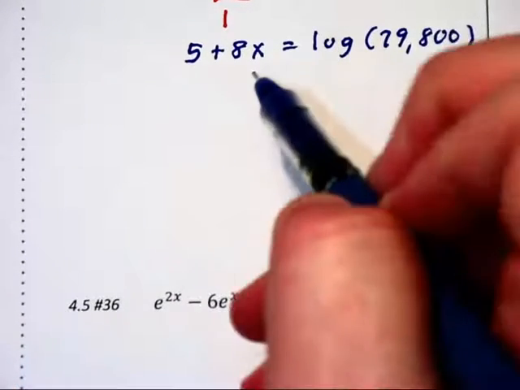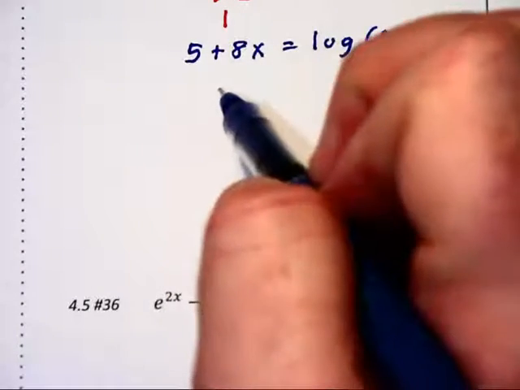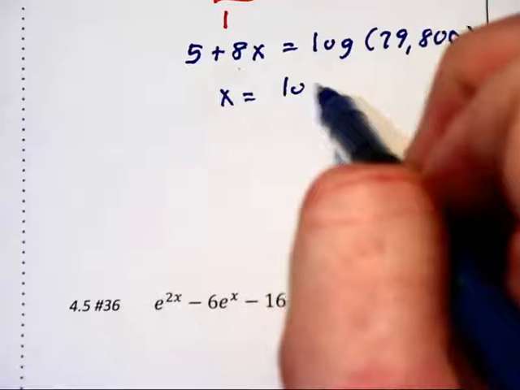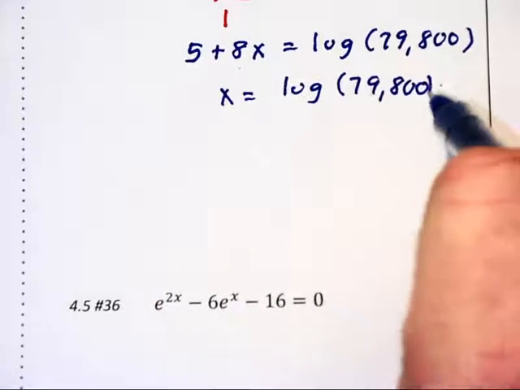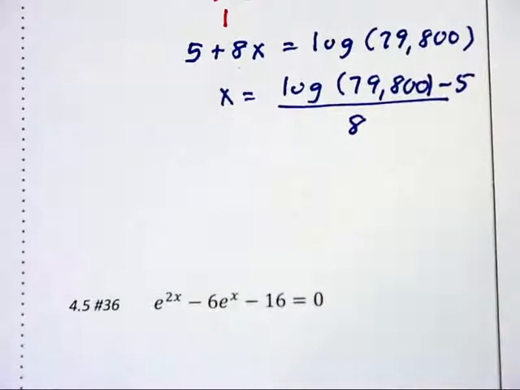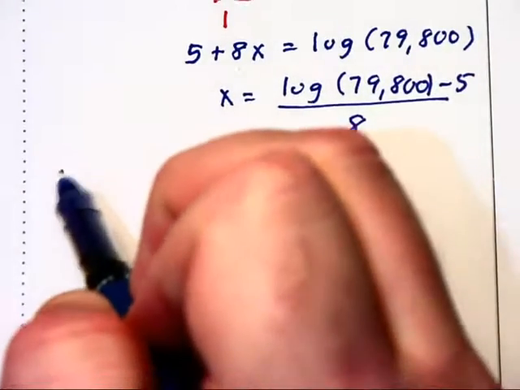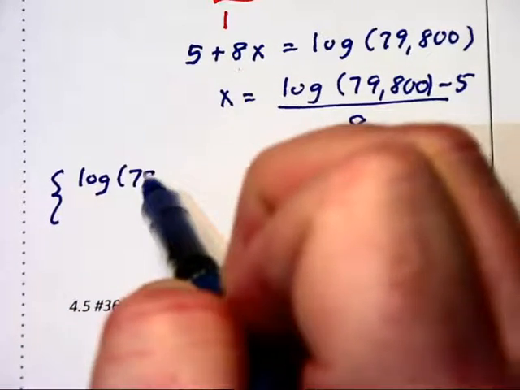Now, to solve for x, we can just subtract 5 and divide by 8 on each side, and this will leave us the log of 79,800, close parentheses, minus 5, all divided by 8. And if we are writing this as our solution set and we want the exact form, that will be the exact form.